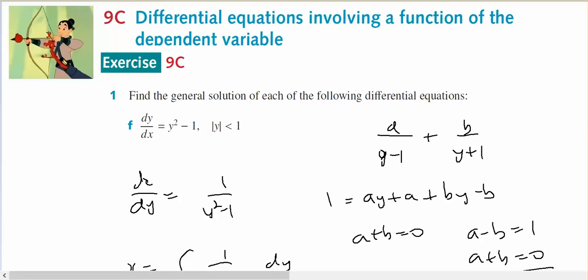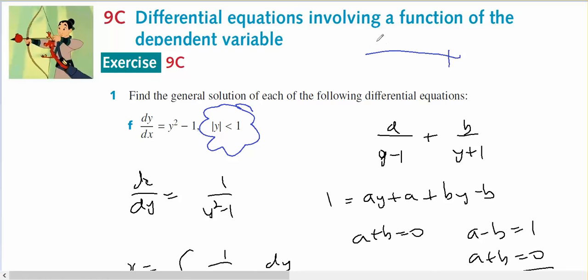This is for Year 12 specialists. It comes out of 9C. It's question 1F. We've got to find the general solution. And I know that the modulus of y is less than 1.